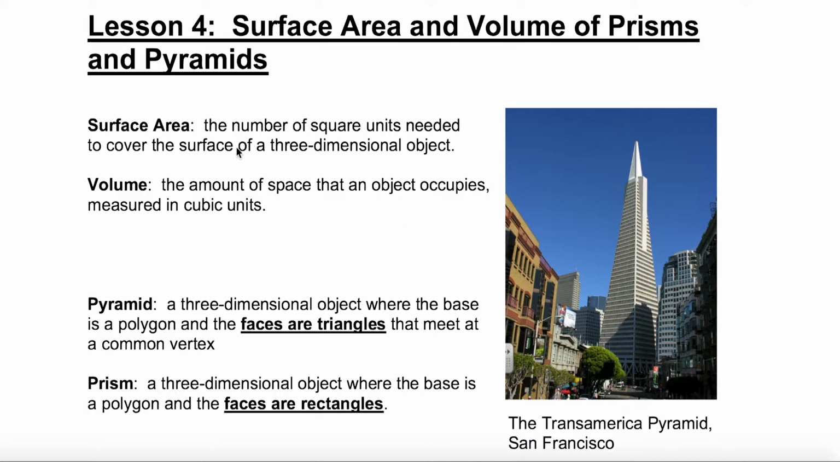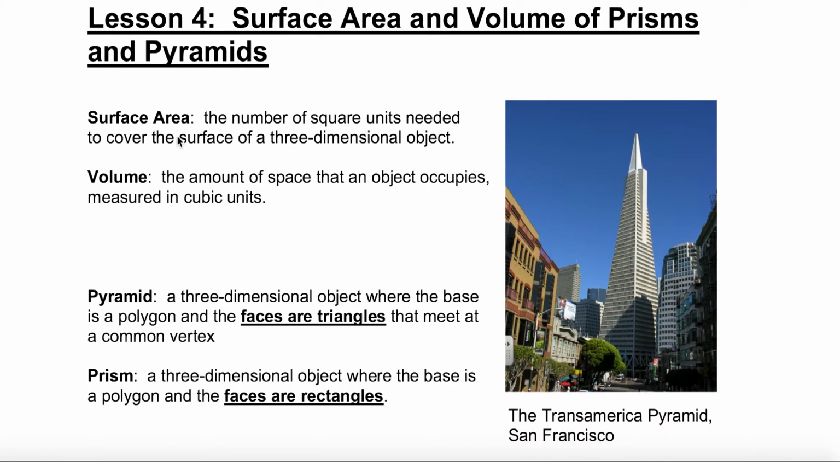Surface area is the number of square units needed to cover the surface of a three-dimensional object. So for surface area, you kind of imagine there's an object and you're going to wrap it with wrapping paper. And the question for surface area would be, how much wrapping paper would you need if none of the edges would overlap? Volume is different.